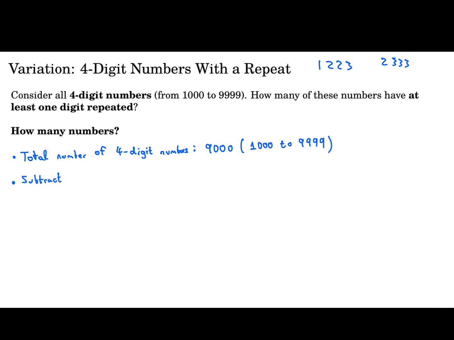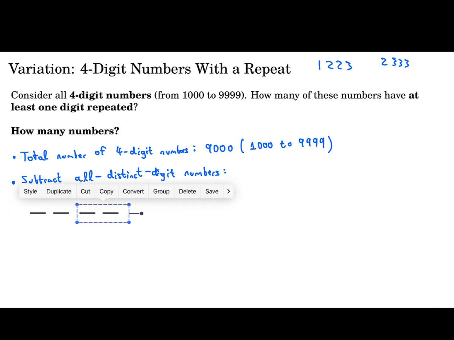Let's subtract the ones that have all distinct digits. So we need to count the ones in which all the digits are distinct. Let's do that. We have the first digit, the second digit, and then the third and the fourth.